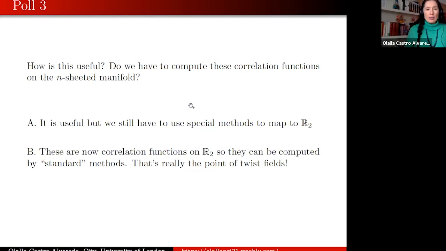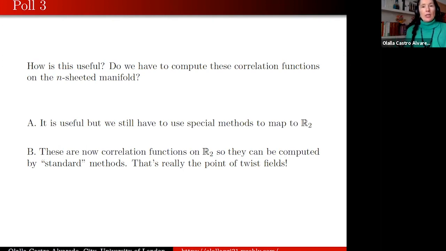Okay, so I give you two difficult options. One is that it's useful, but somehow we have to use some method to map to R2 or to the complex plane. Or these are now correlation functions already on the complex plane, on R2, so they can be computed by standard methods. And that's really the point of twist fields. So does anyone think A is the correct answer? Just quickly, if you can. Okay, I don't see any answers coming for A. So perhaps that means that you all think it's B. Okay, I'm going to assume that's the case because that's the correct answer.